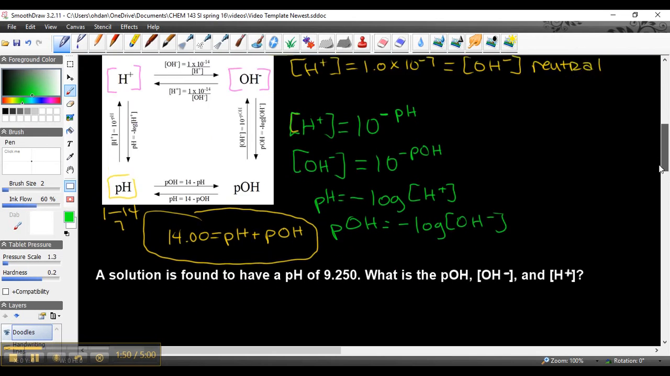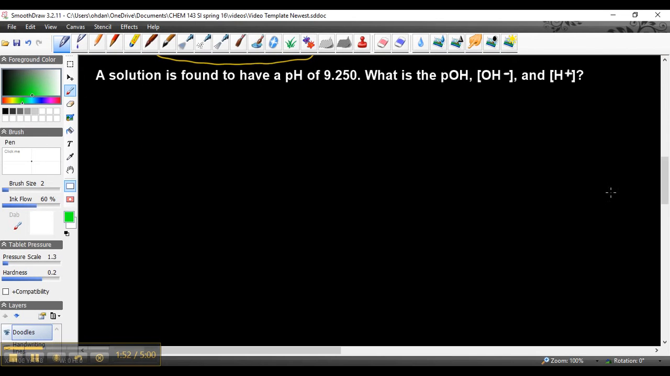Okay, so let's go ahead and work out a problem. A solution is found to have a pH of 9.250. What is the pOH, concentration of OH-, and concentration of H+? The easiest one to do, we know our pH equals 9.250. Our concentration is going to have 3 sig figs, because it's what comes after the decimal.